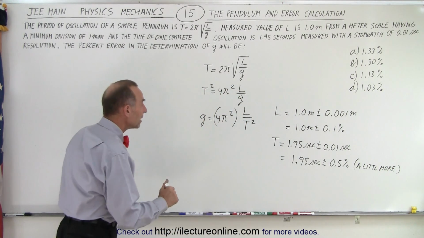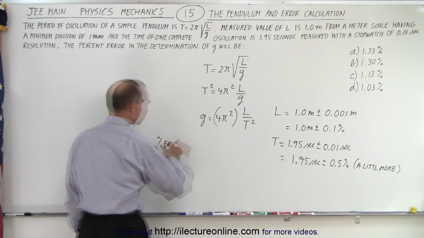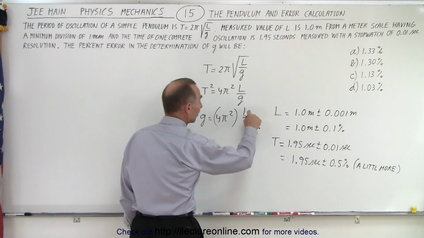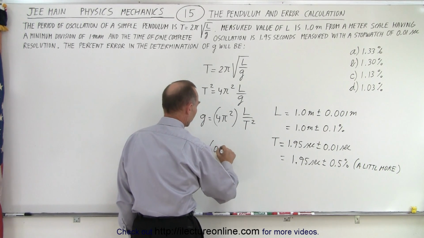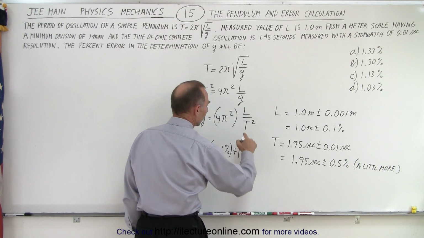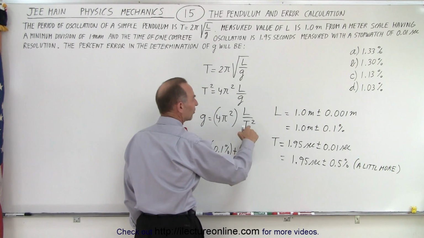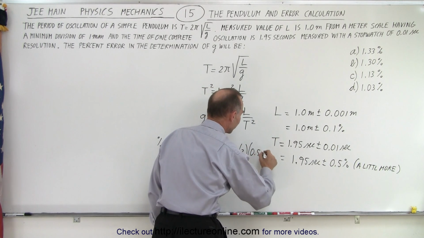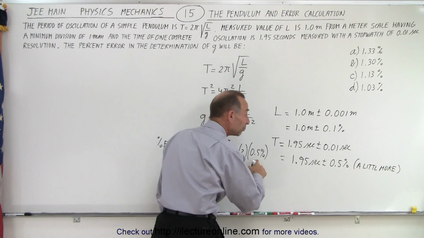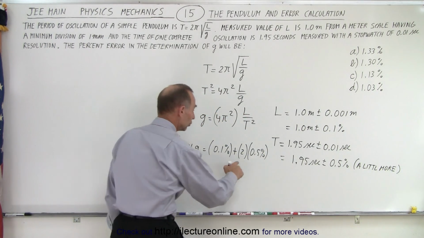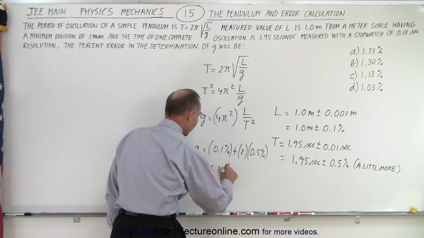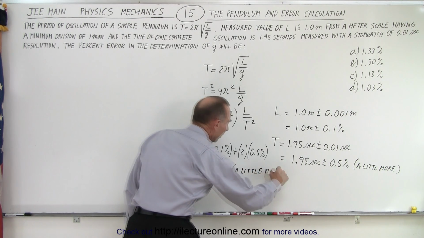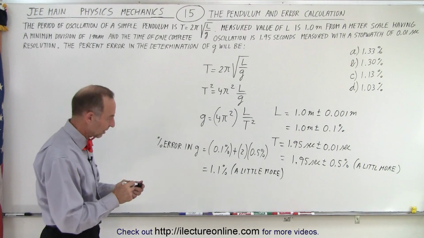That means that the percent error in G, also called the percent uncertainty, would be the percent error in L, which is 0.1%, plus 2 times the percent error in T, because it's T squared, like T times T, so you have to add them all up. So it'd be 0.5%, again, understanding that this will be a little bit more than 0.5%. So 2 times this plus this, that is equal to 1.1% error, and we know that it's going to be a little more. So which of the answers there will give us that answer?